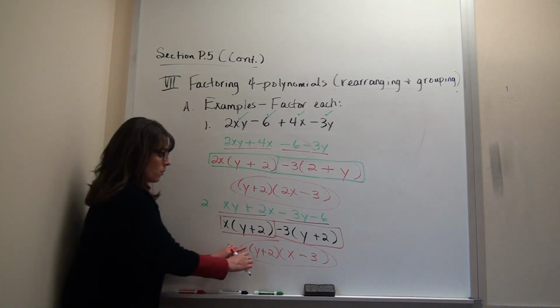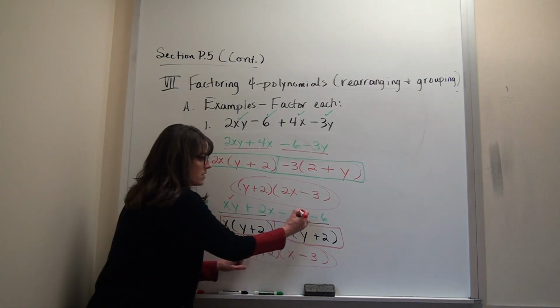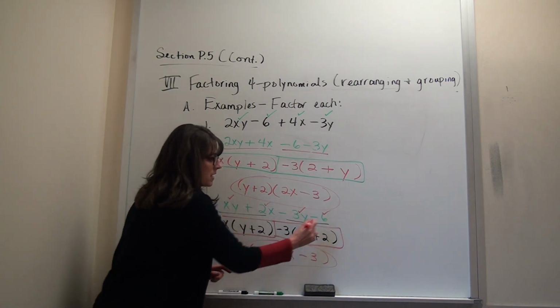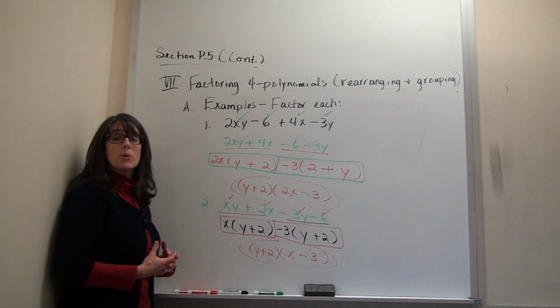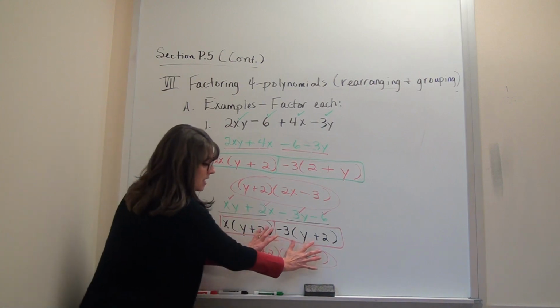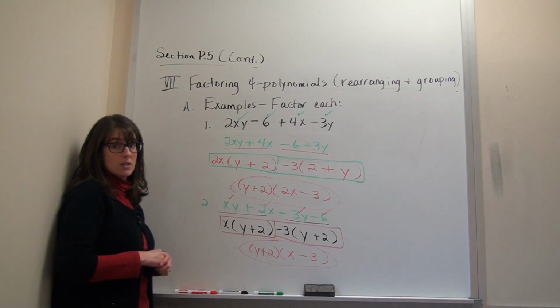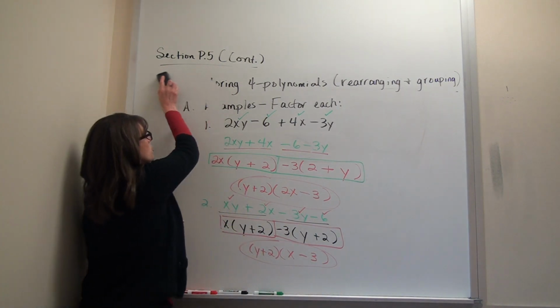And again, when I check it, y times x is yx, y times negative 3 is a negative 3y, 2 times x is a 2x, and 2 times negative 3 is a negative 6. So it does in fact check, and that's the correct factored form. Remembering, factored means things multiplied together. Parentheses times parentheses, those are the two things that are multiplied together. That's how I know that it's in factored form. Now, those were fairly easy and straightforward.